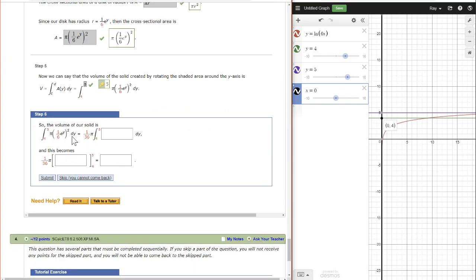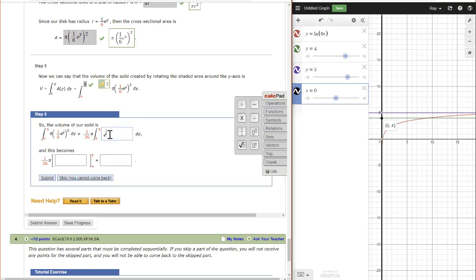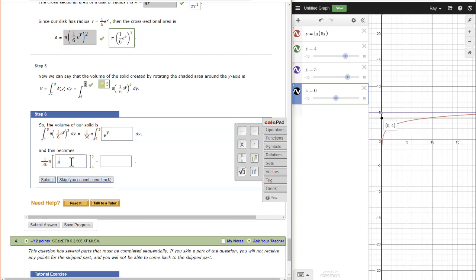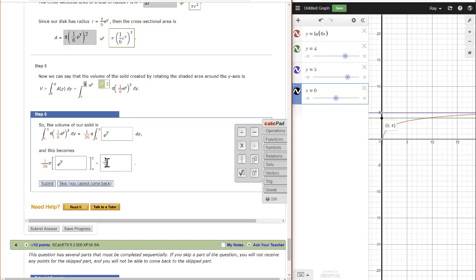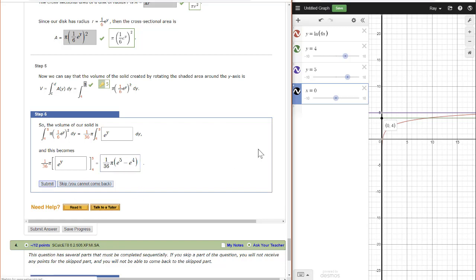1 over 36 is a constant, pi is a constant, we just have e to the y, and the antiderivative of e to the y is e to the y, and we want to evaluate this at 5 and 4. Well, it's just going to be 1 over 36 and then pi, and then we're going to get e to the 5th power minus e to the 4th power. And I don't know if there's much simplifying after that. We can't combine these e's because they have separate powers. So let's go ahead and submit.